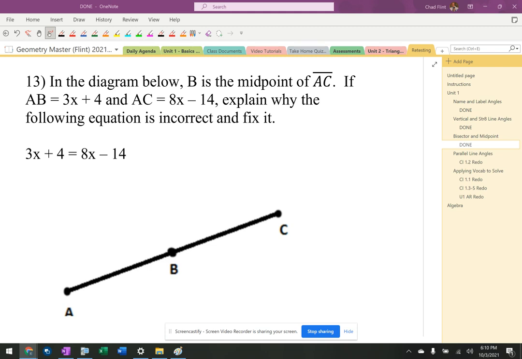So if you look at it, you have a midpoint again. AC has a midpoint. Well, there's AC, I'll highlight it in yellow. That means there's two equal parts. And then what they did, they set them equal. That sounds reasonable because it says two equal parts, but let's see where they are.